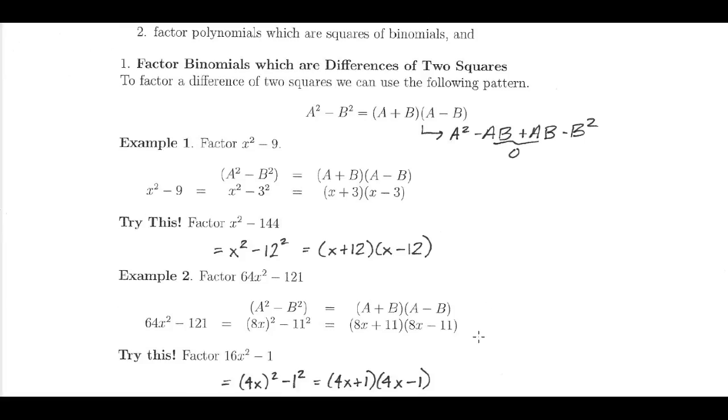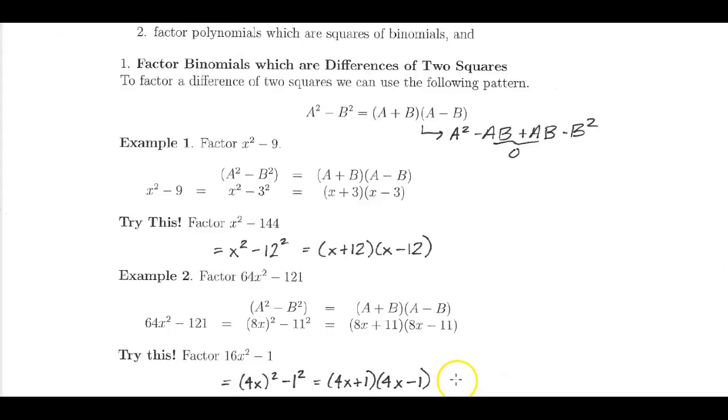Okay, so we're back. 16x squared minus 1, 16x squared is 4x squared, and 1 is 1 squared. So we have a difference of two squares, and we can use the pattern to write the factors 4x plus 1 times 4x minus 1. So check and revise your work, and if your work matches mine, that's great.